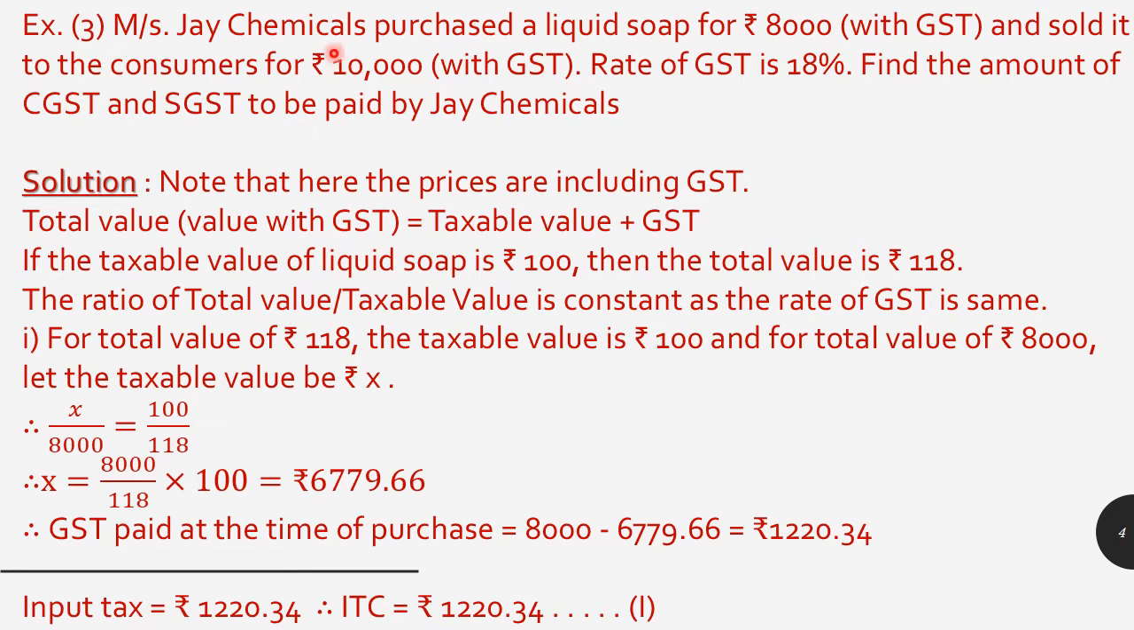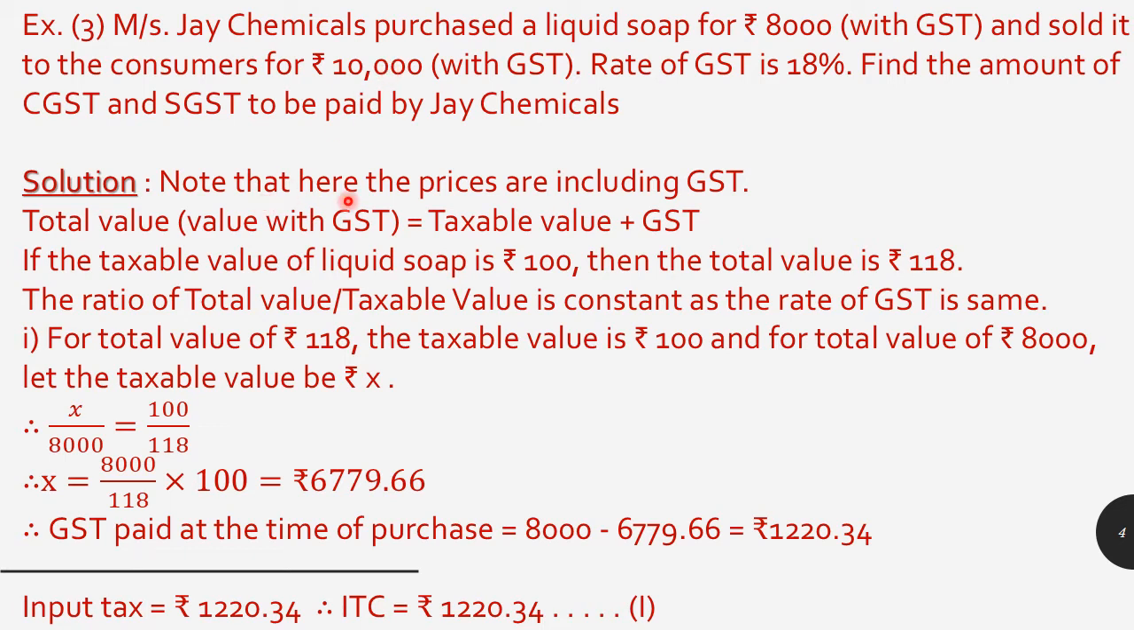So in this purchase price and the selling price, the tax amount is already included. We need to find what that tax amount is, so that we can find the central GST and state GST.